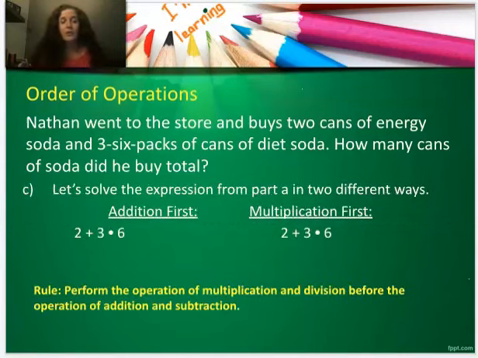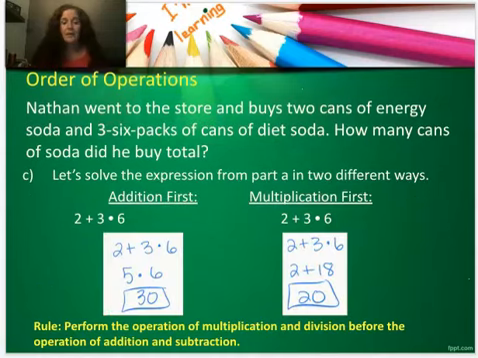So if we wrote our expression exactly like it is, he bought 2 cans of energy drinks, so we wrote that first, and so we're going to add 3 6-packs of cans of diet soda, so 3 times 6. So which do we do first? We could do the addition first, or we could do the multiplication first. Let's see if we get the same answer.